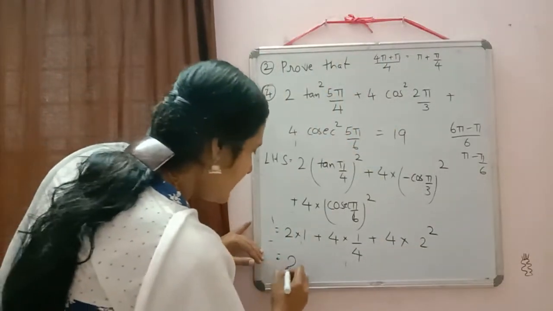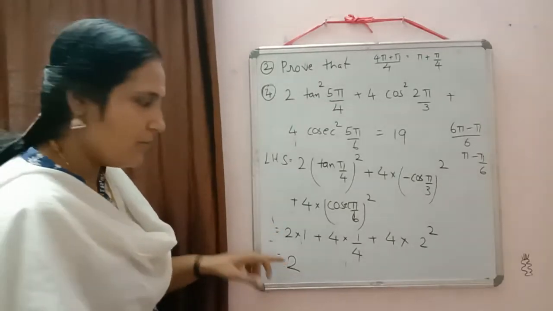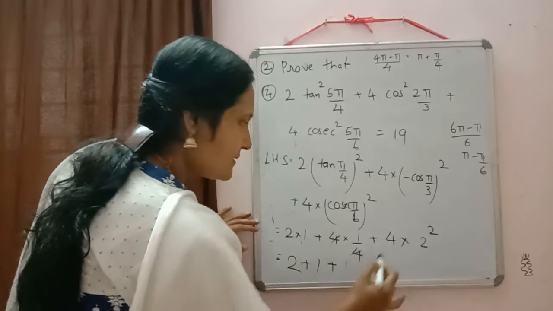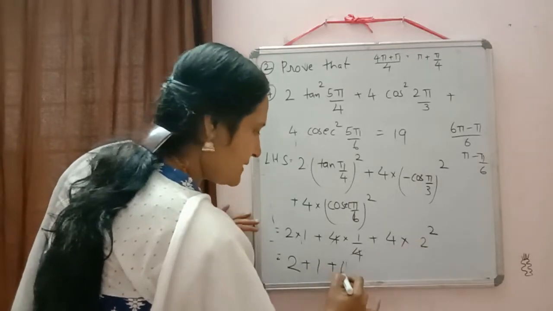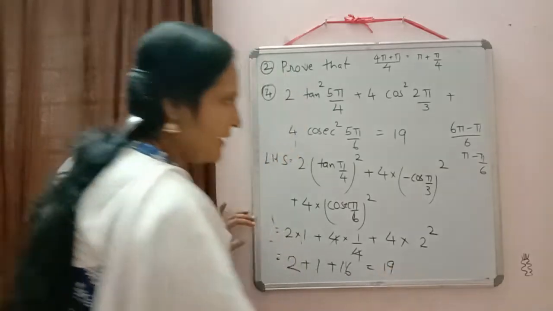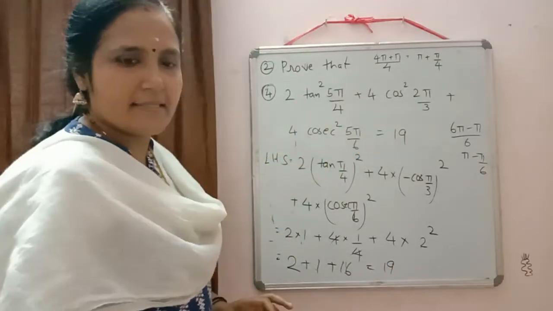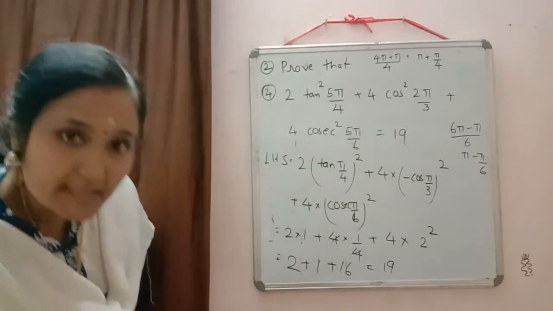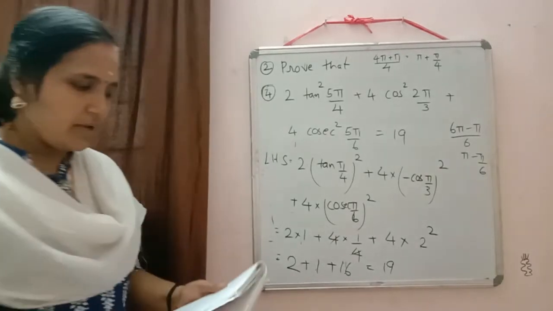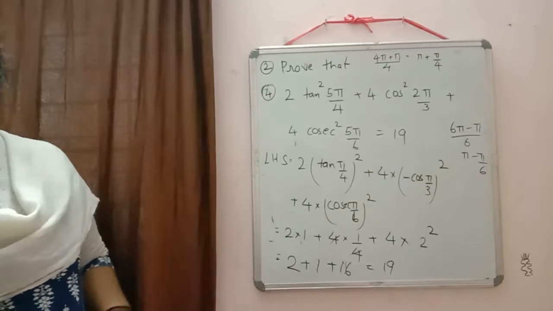Now we'll check whether we are getting the proof or not. 2 plus these 2 will get cancelled. We'll get there 1 plus 4 into 4, 16. So 16 plus 2, 18 plus 1, 19. So we got the RHS there. So I hope this concept is clear to you, how to find out the angles. Okay. So we'll move to some more questions.